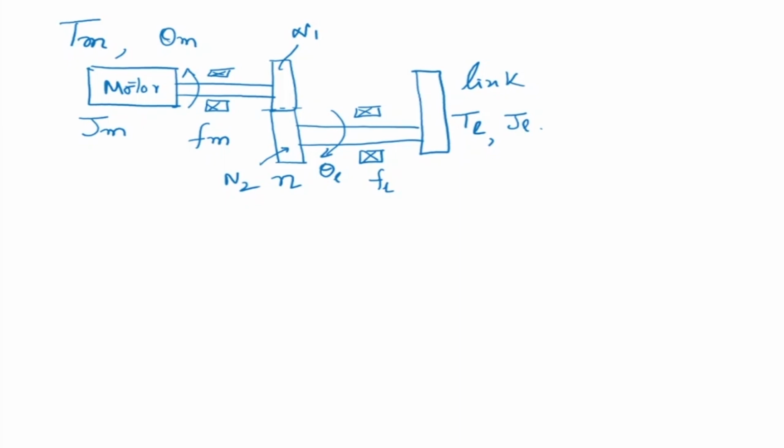Now let's start looking at the analysis. So theta m by theta L is equal to N, which is the gear ratio. So this is my gear ratio.